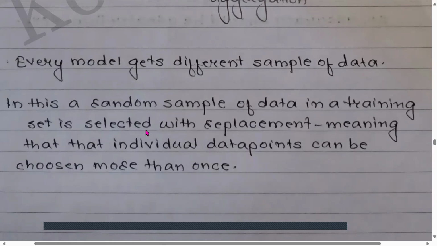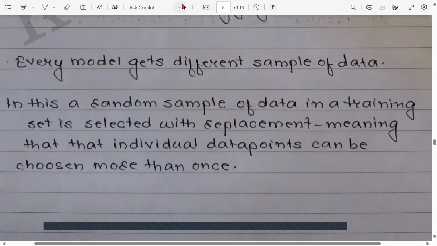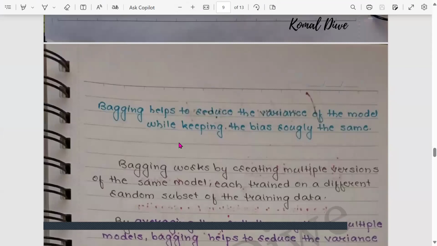In this, random sampling of data in a training set is selected with replacement, meaning that individual data points can be chosen more than once. You have to remember this. It will definitely help you in interviews.